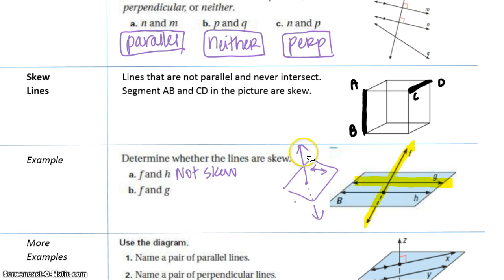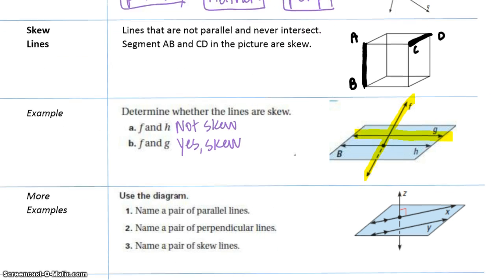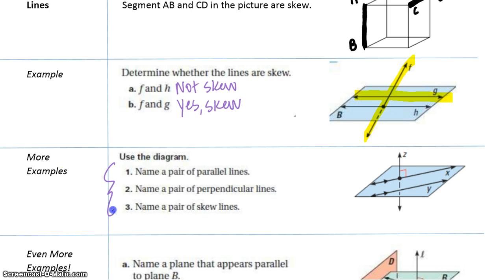One's on the sheet of paper and this one's going through it. That's what's happening in this picture right here. So these don't intersect and they're not parallel, so yes, they are skewed lines. Okay? So what I would like you to do is try these examples. Just try them out. They don't have to be perfectly correct. I just want to see what you can do, and I want you to try those examples for class. Very similar to what we just talked about.